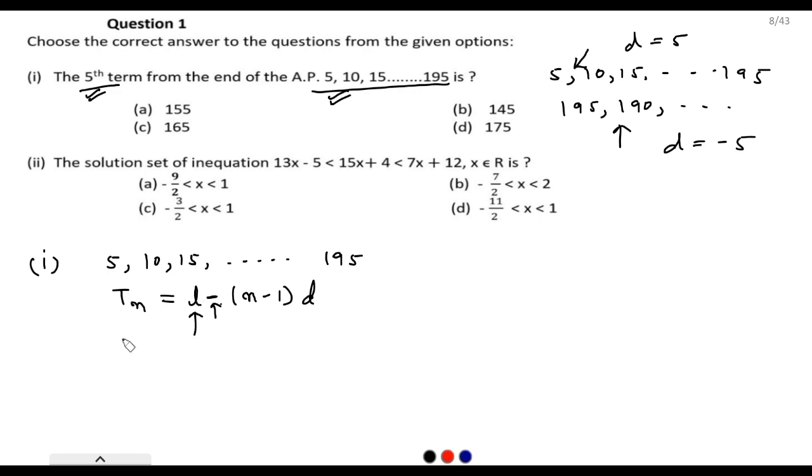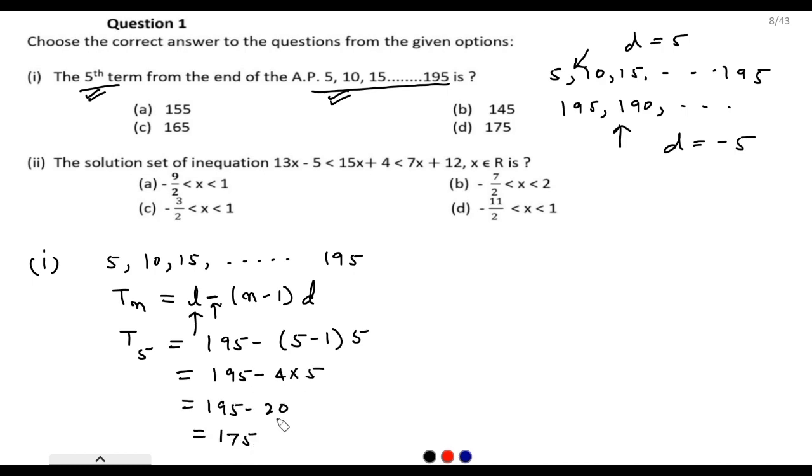Now put the values. We have to find the 5th term. L is 195 and n is 5. D is 5. Put the original value of D. The answer is 175. Second method, you can use this concept. Write the reverse AP.